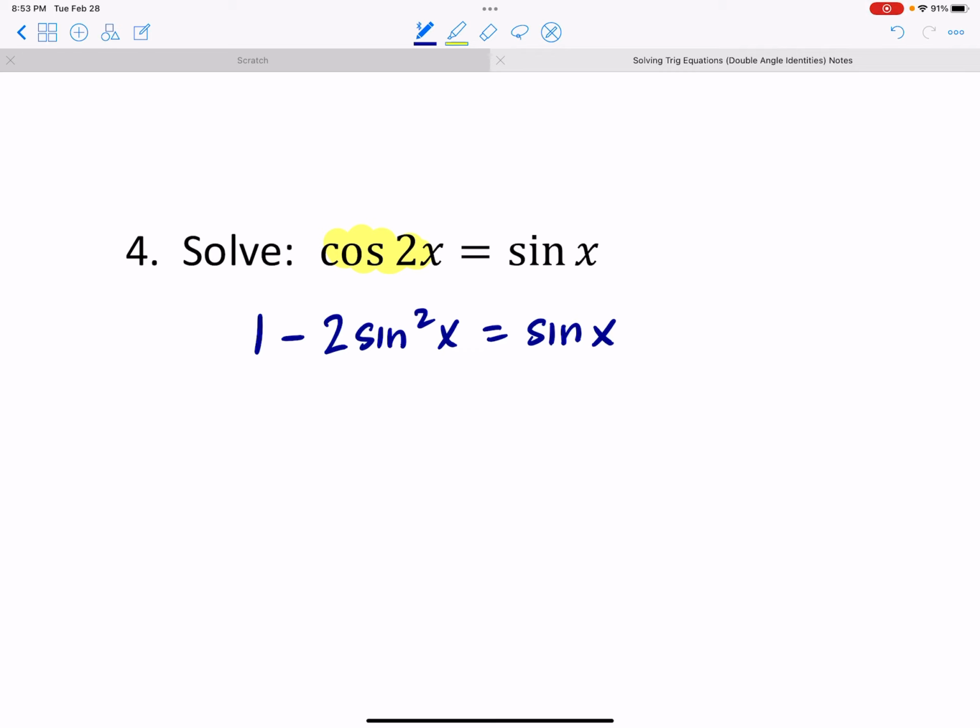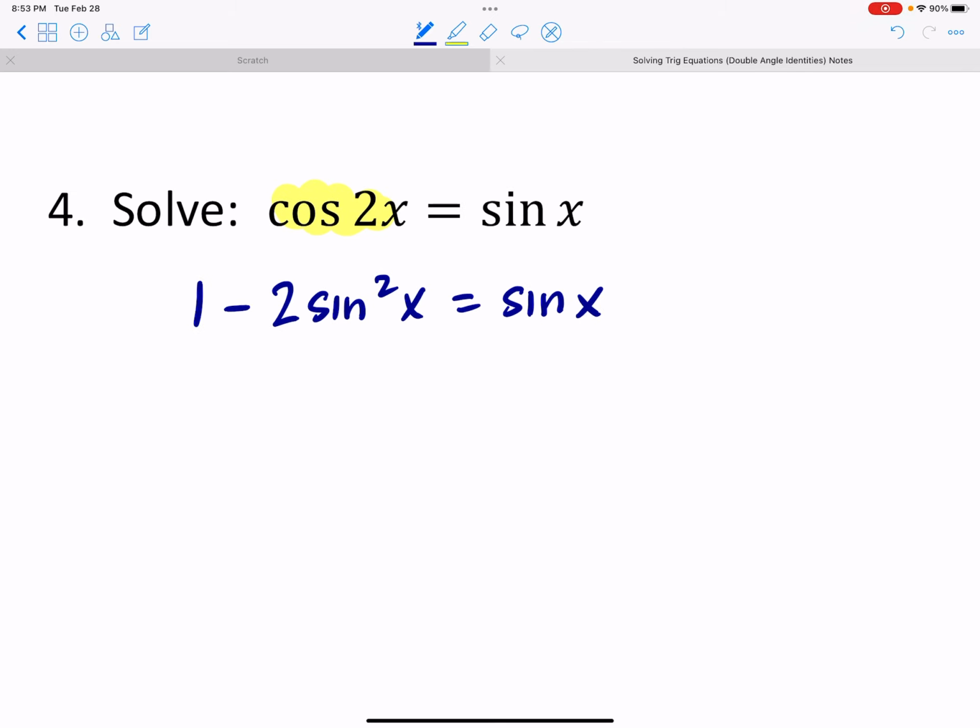And again, we're in a place that should feel familiar. So I want everything in order equal to 0. In this one, however, when we're factoring, we generally want our first term to be positive. So instead of subtracting the sine x over, I'm actually going to move these terms to the right side.